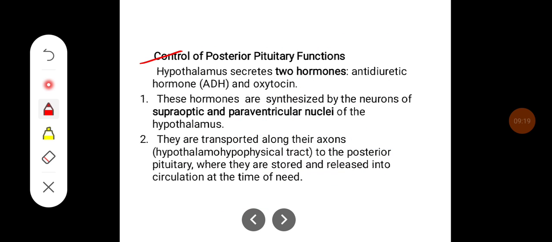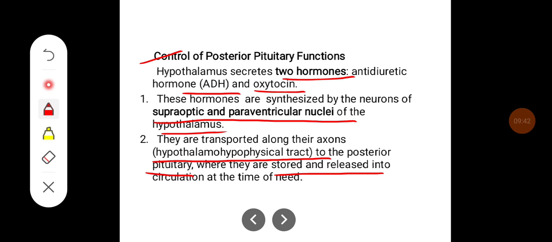Control of posterior pituitary. Hypothalamus secretes two hormones, that is antidiuretic hormone, that is ADH, and oxytocin. These hormones are synthesized by neurons of supraoptic and paraventricular nuclei of the hypothalamus. They are transported along their axons, that is through hypophyseal tract to posterior pituitary, where they are stored and released into circulation at the time of need.